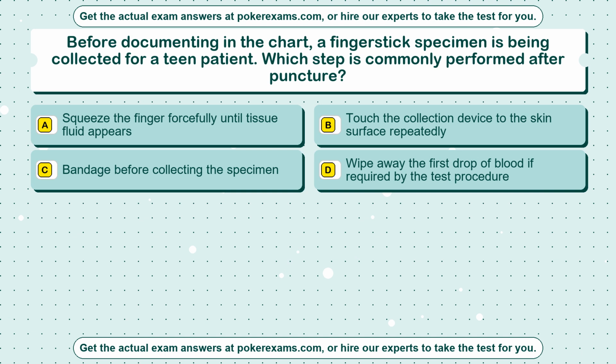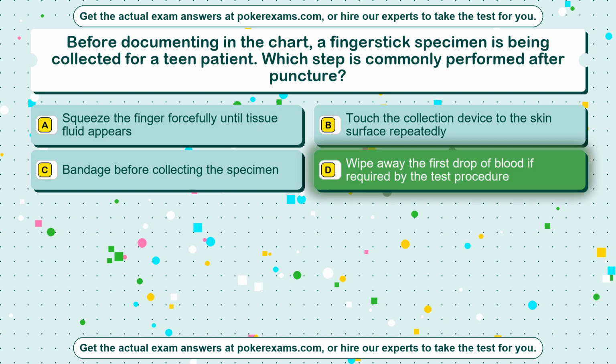Question 60. Before documenting in the chart, a finger stick specimen is being collected for a teen patient. Which step is commonly performed after puncture? Option A, squeeze the finger forcefully until tissue fluid appears. Option B, touch the collection device to the skin surface repeatedly. Option C, bandage before collecting the specimen. Option D, wipe away the first drop of blood if required by the test procedure. The correct answer is option D, wipe away the first drop of blood if required by the test procedure.